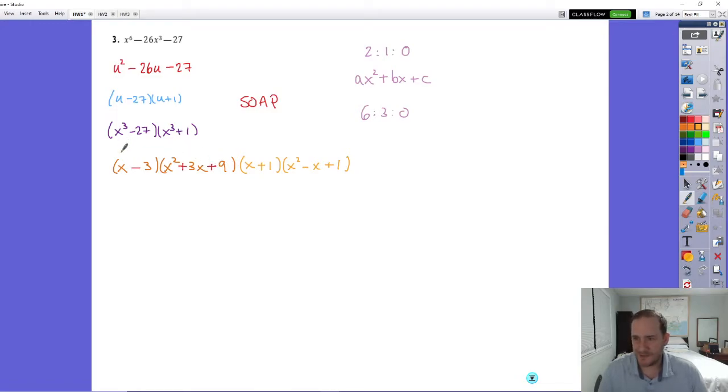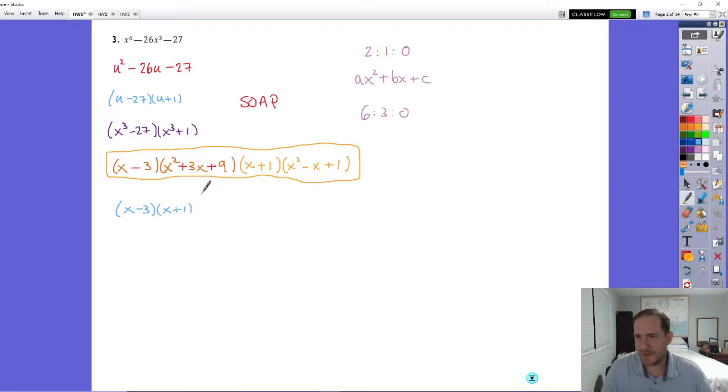I'm not sure how I'd prefer you to do this. I mean, I guess you could stop. This is not terribly pleasing to the eye, though. I think I would like to see the linear factors come first, probably. If I was going to neaten this up, I think I'd probably go x minus 3, x plus 1. Just get them together. Then I'd do the two quadratics. So an x squared plus 3x plus 9. And an x squared minus x plus 1.